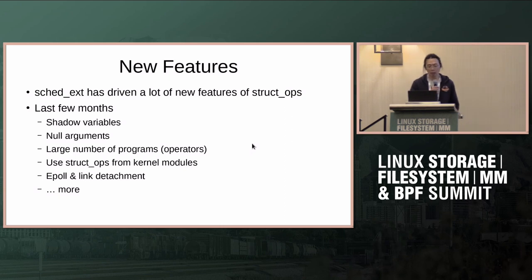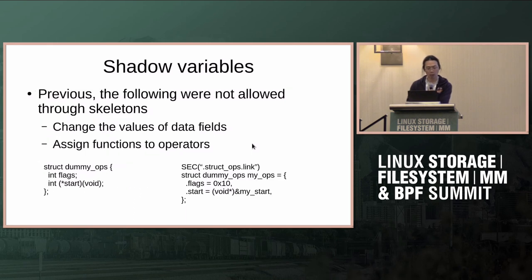So we got a lot of new features in the last few months, majorly driven by sched_ext because it's heavily used and developed. They found a lot of missing features from struct_ops. So majorly, I will show you about these topics. First one is shadow variable, then no arguments, and a large number of programs like this. Okay, first thing is about the shadow variables.